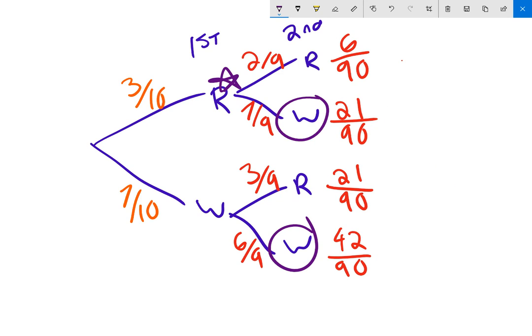As a decimal, if you want to make these decimals, you kind of can. 21 divided by 90 is like 0.23 repeating. 42 divided by 90 is 0.46 repeating. Now, if you add those two up, you still get 0.63. No, wait, hold on, that's not right. Plus 0.23333. You get 0.7. So if you add these up, you have the probability of 0.7.